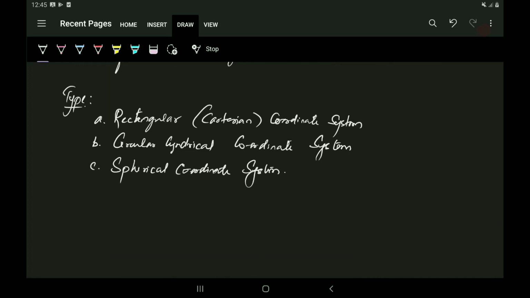Now we will see in the next lecture how the rectangular, cylindrical and spherical coordinate systems can be represented in brief, and we'll see the relationship between these three coordinate systems.